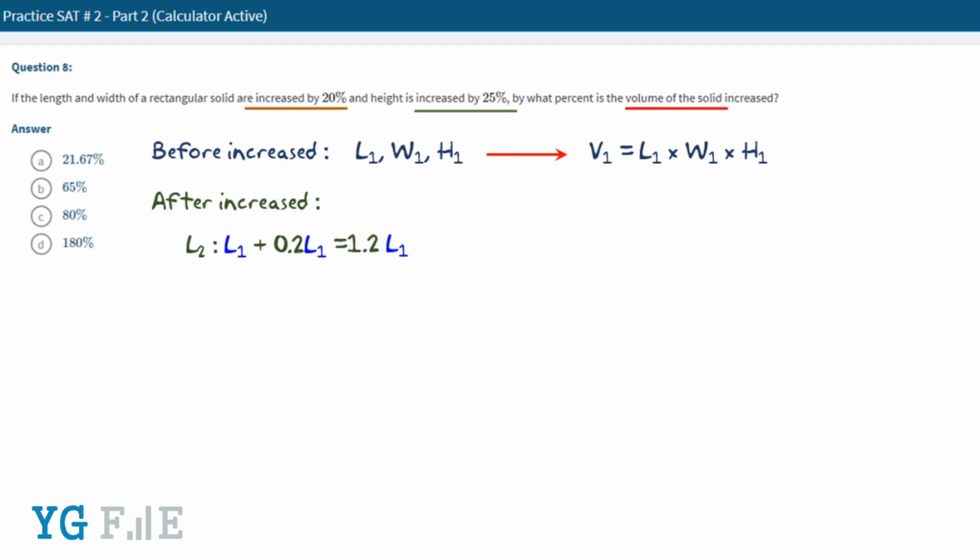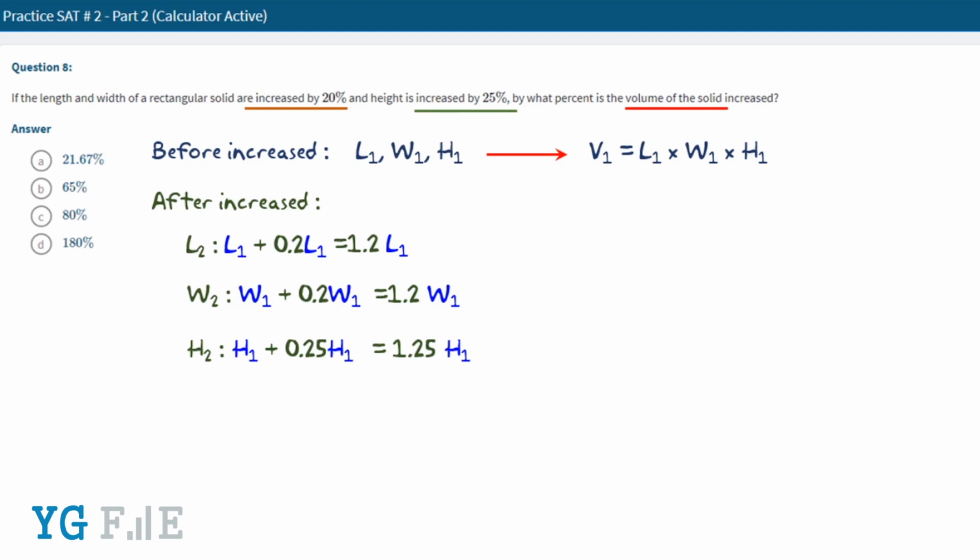And the width is increased by the same amount as the length. It means that, similar to L2, W2 is equal to 1.2 times W1. And the height is increased by 25%. It means that H2 equals H1 plus 0.25 H1, which can be simplified as 1.25 H1. And now we have the dimension of the solid after it is increased.